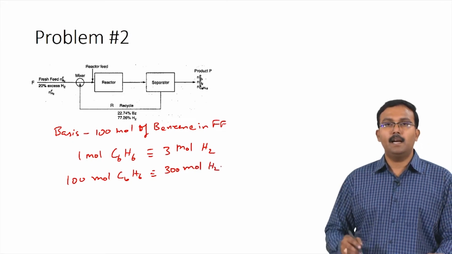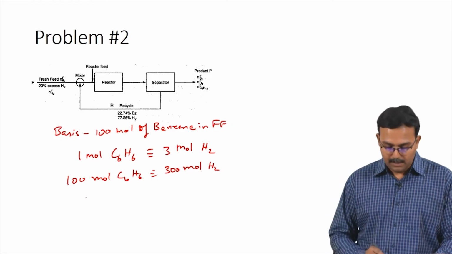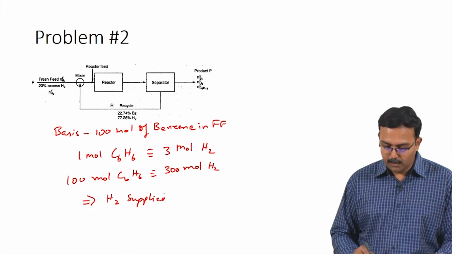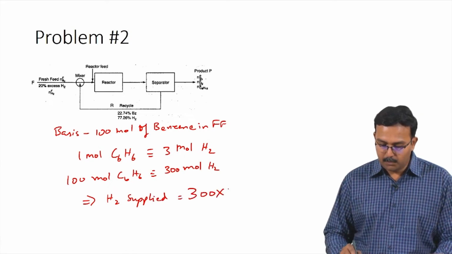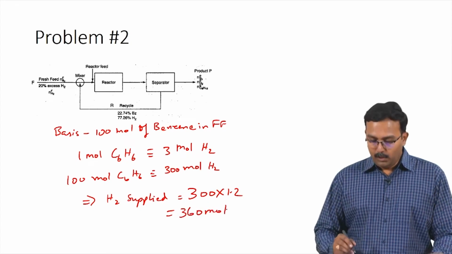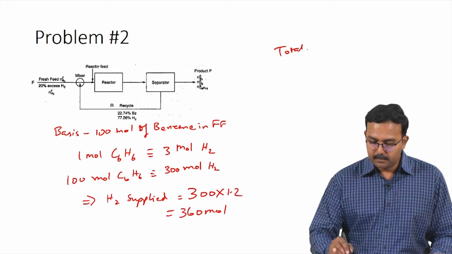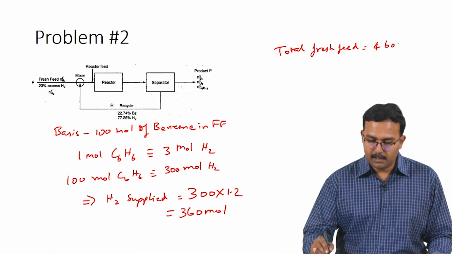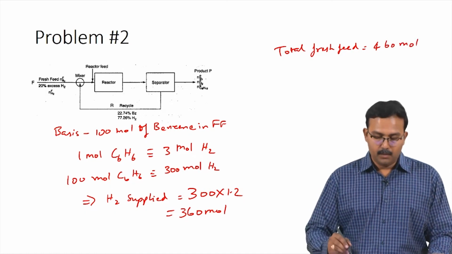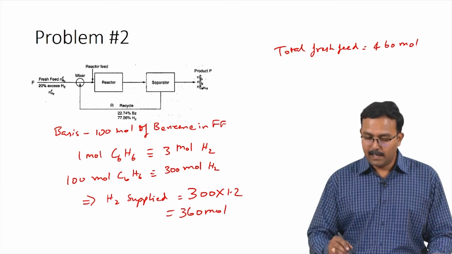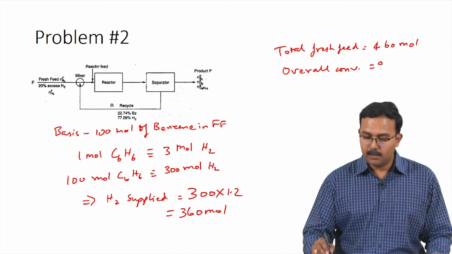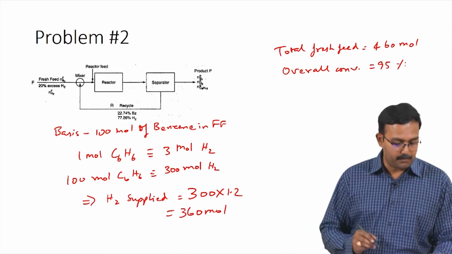We have been told that hydrogen is supplied at 20% excess. This means hydrogen supplied would be equal to 300 times 1.2, giving you 360 moles. So, the total fresh feed we have would be 460 moles. The overall conversion has been given as 95%, sorry, not 90%, 95%.